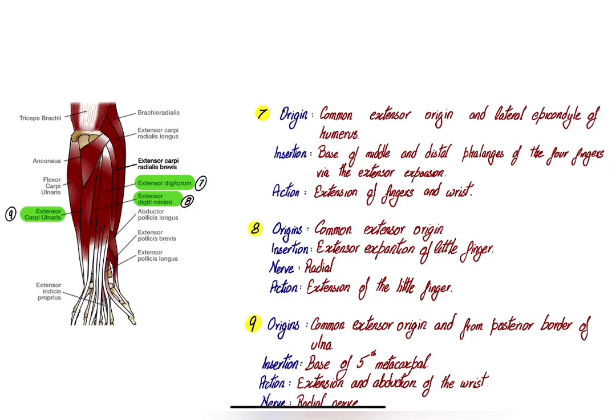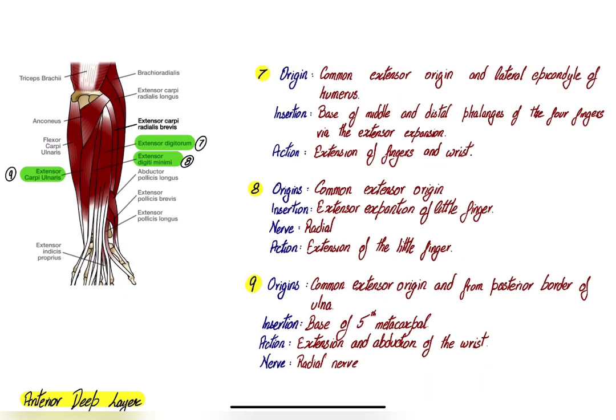The next muscle in the posterior group is the extensor digitorum, which has its origination at the common extensor origin, and also the lateral epicondyle of the humerus. The insertion is in the base of the middle and distal phalanges of the four fingers via the extensor expansions. So the action that it performs is extension of the fingers and wrist.